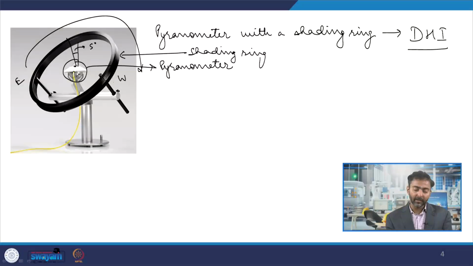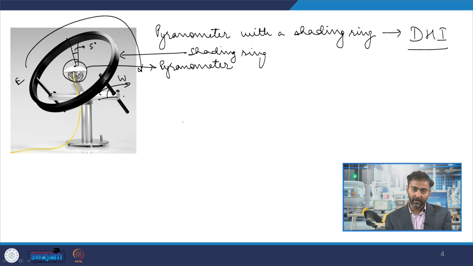So for that, we need to adjust the angle of the shading ring. If this is the tilt angle of the shading ring, as you can see here, this angle needs to be changed on a daily basis. It can be programmed, it need not be done manually. It can be programmed with a motor supply and a controller, so that the tilt angle of the shading ring would change on a daily basis.